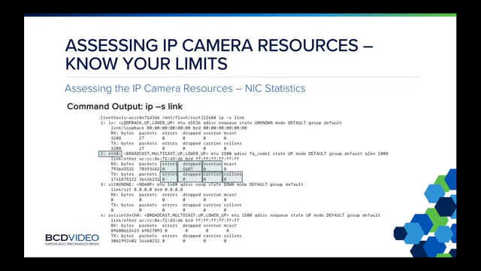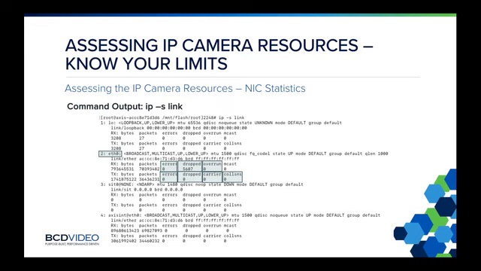So to get those statistics, which are absolutely critical, you can run the ip -s link command inside of the camera. And I've highlighted the things that you want to look at. You want to make sure you get the right interface, which is eth0, and then you'll see two sides here that we're looking at: receive (RX) and transmit (TX).